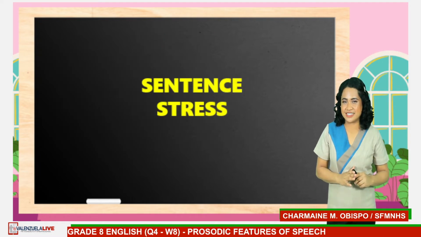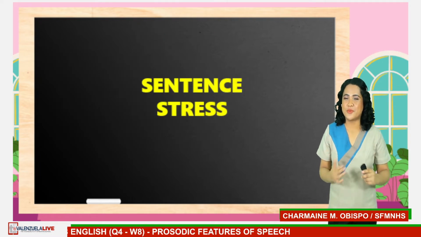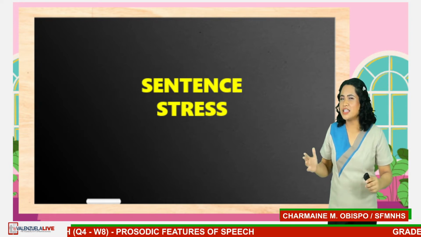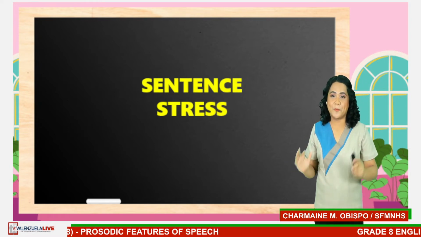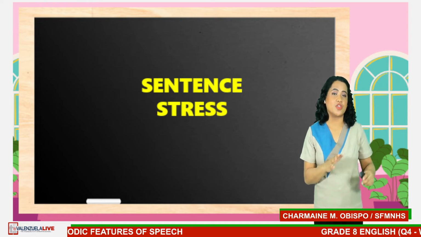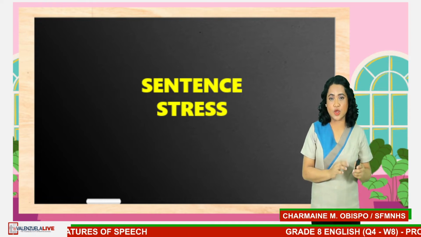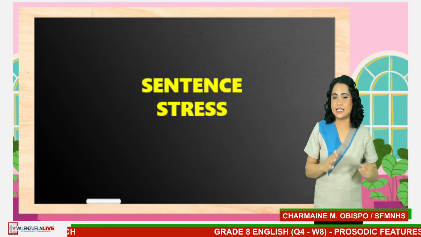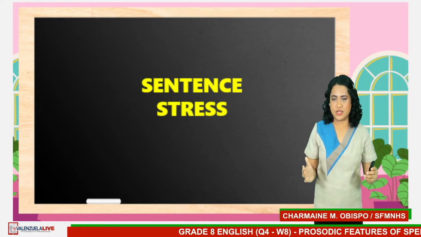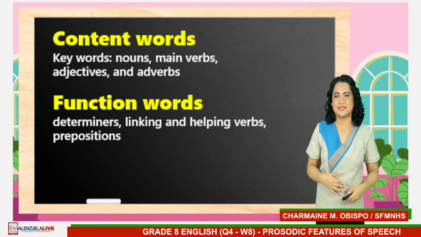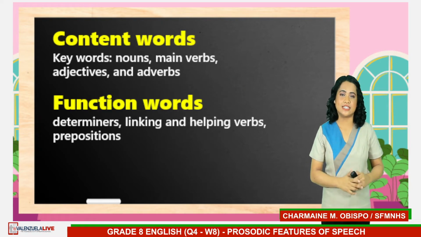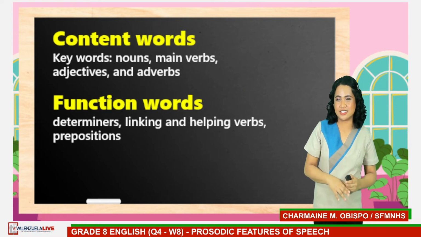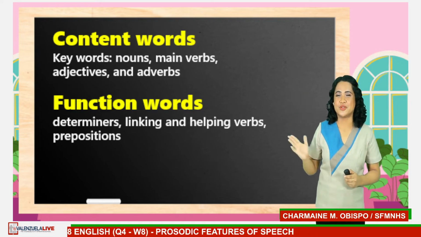Sentence stress is the music of spoken English. It is what gives English its rhythm or beat. Remember that word stress is accented on one syllable within a word, while sentence stress is accented on certain words within a sentence. Now, most sentences have two basic types of words: content words and function words.